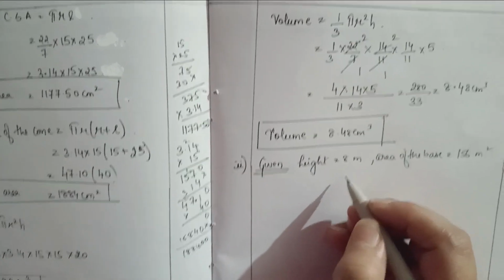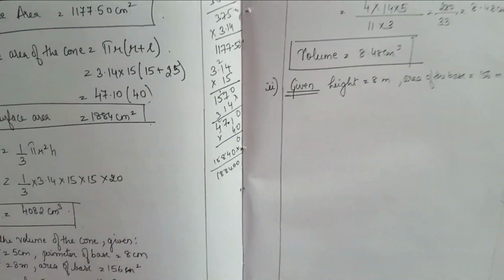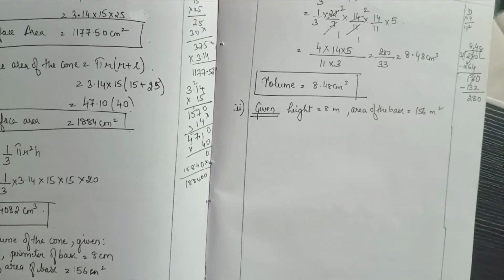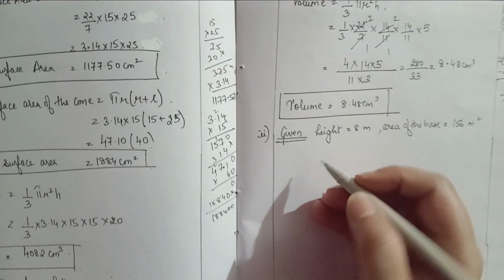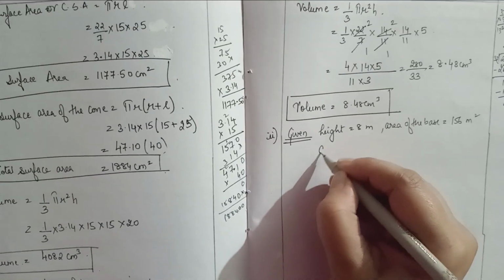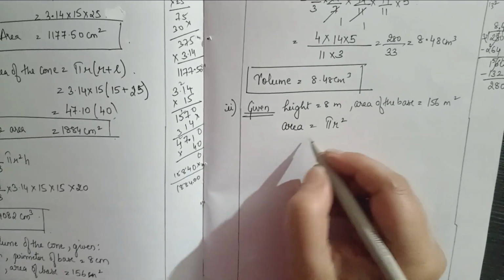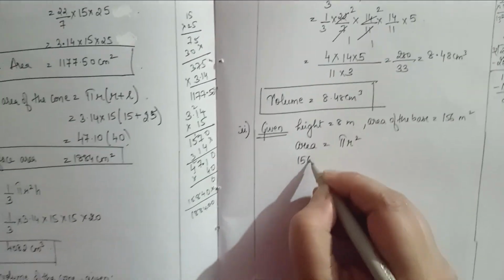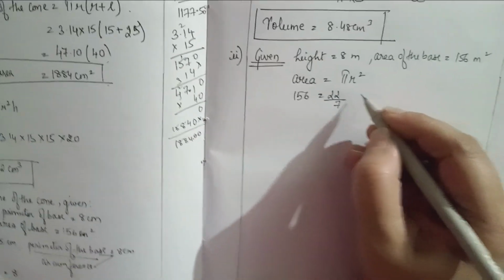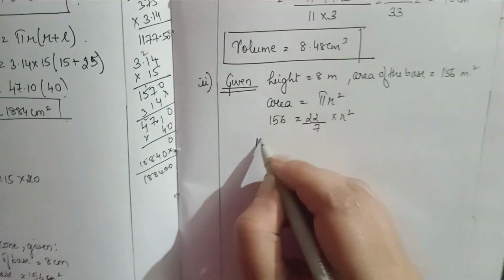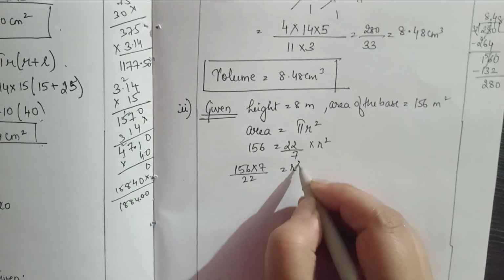Here we will do the second sum. Height is given, 8 meters, area of the base is given, so accordingly we will find the radius first. Area is equal to 156, pi r square, the formula is pi r square. Okay, so 156 is equal to 22/7 into r square. 156 into 7/22 will give you r square.